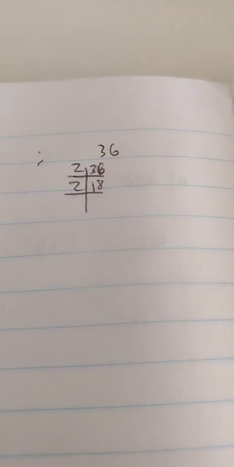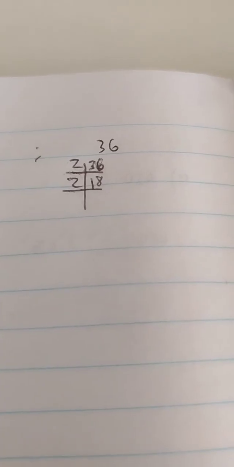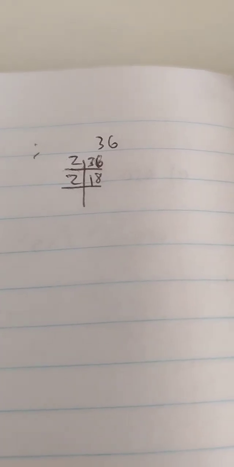Smallest prime number that goes into 18? It's 2. How many times does 2 go into 18? Yes, 9 times.